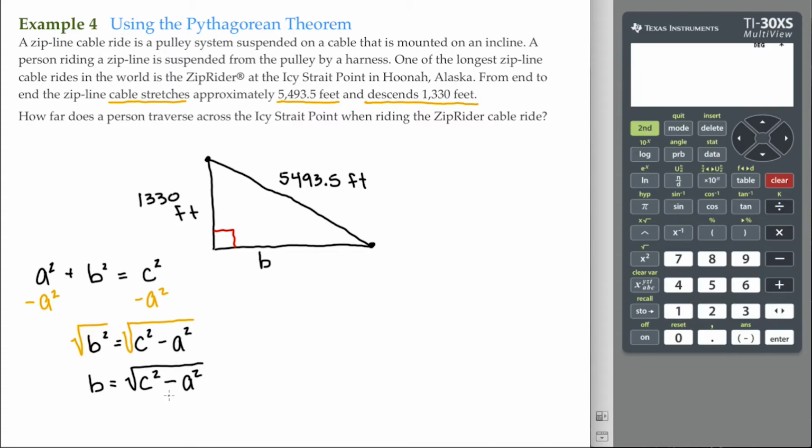So now that I have this, I'm just going to let my calculator do all the heavy lifting here. As long as I know the sequence I need in order to solve for this, just use your calculator to help enter all the values. There's no need to do each variable individually. So b is then equal to the square root, and here is my square root right here. You have to use the second key to activate it. So there's the square root, and then I'm going to type in c squared, and what's c? 5,493.5 feet.